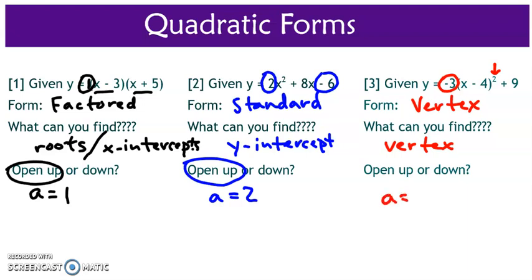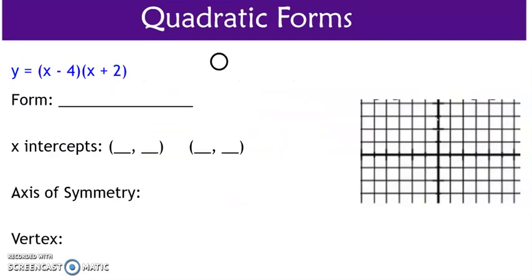The number in front of our equation is a negative 3, and since it's negative, in this case it opens down. So now let's get into an example of each form and how we can find the different parts of our graph and put that graph together.